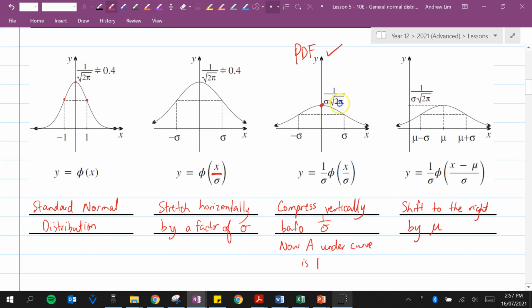So when we shift it to the right by mu, this mean here is now shifted to the right, and that's the mean, mu. Okay, so this here is called the general normal distribution. And it is a PDF because the area under the curve is 1, because we've seen that the area underneath that curve is 1. We're just moving it somewhere else.